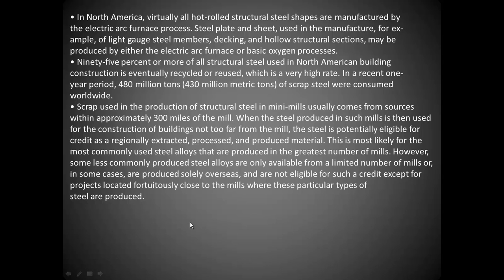Scrap used in the production of structural steel in mini mills usually comes from sources within approximately 300 miles of the mill. So we used to have these giant mills that were centralized in Pittsburgh, and all of the steel went by rail to those locations, was shipped out. Steel is heavy, it's tough to ship, and becomes very expensive. So these mini mills that have sprung up have reduced the need for that, and also probably helped with the decimation of the big mills because of the ability for the smaller mills to meet demand and make it more cheaply.